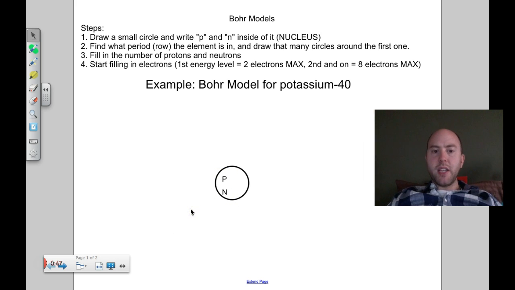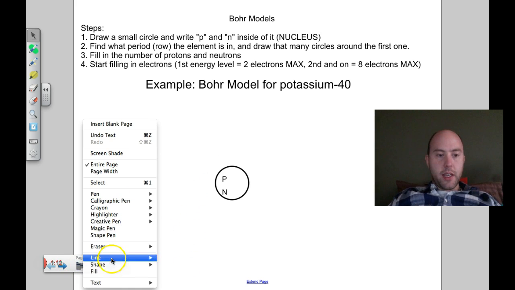Done. Okay. Next, I find what period, because we don't call them rows anymore, because you know what a period is. You know the periods are the rows. I find what period the element is in. So I'm going to draw the Bohr model for potassium 40. Potassium is in the 4th period. So I'm going to draw that many circles around the nucleus. These are my energy levels.